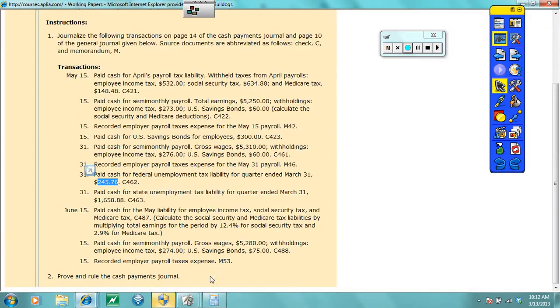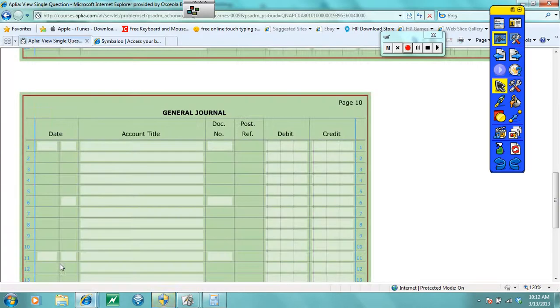Oops, I'm skipping around here. Let's see, where's the memo? Oh, here's a memo. Recorded employer payroll tax expense for May 15th of payroll. That goes in the general journal, right? Yeah. Got to hit enter. And this is payroll tax expense.